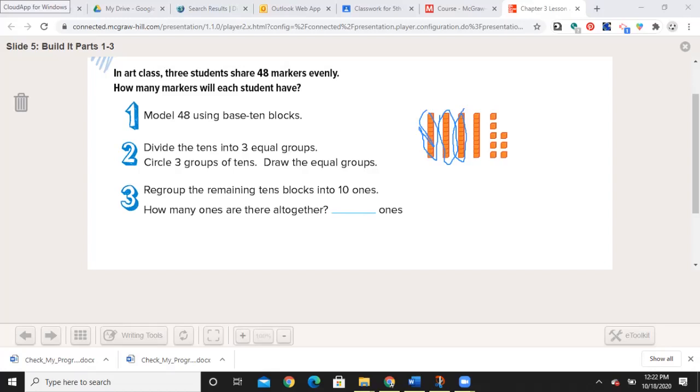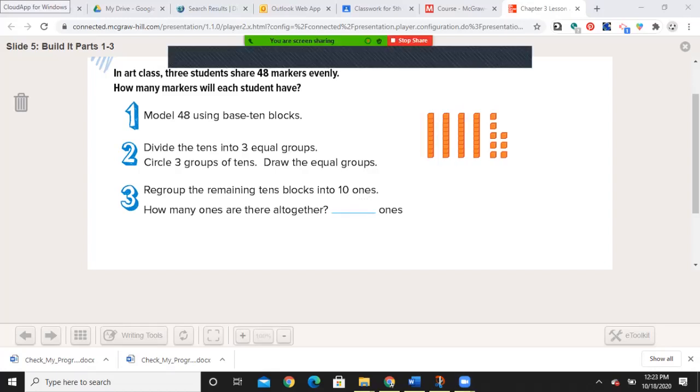I'm going to regroup by turning this group of 10 into 10 ones, plus those 8 ones. That's going to give me 18 ones. So go ahead and fill that in. Make sure you have done the drawing in. Once you have 18 ones, it should be pretty easy to divide those into 3 groups.